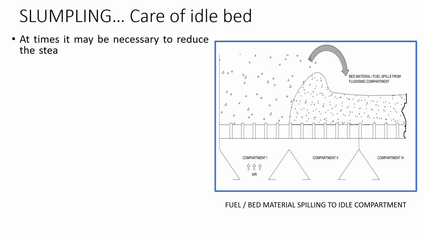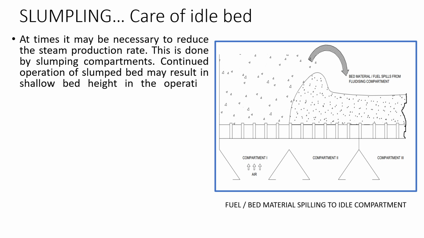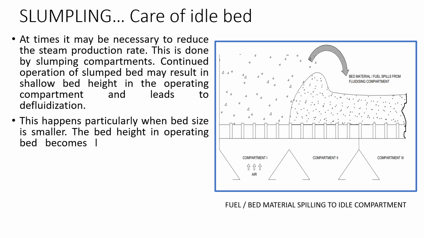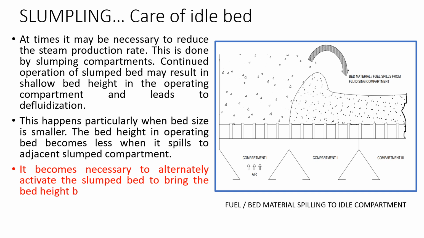One more care you can take of the idle bed. At times it may be necessary to reduce the system production rate. This is the steam production rate. This is done by slumping compartments. Continued operation of a slumped bed may result in shallow bed height in the operating compartment and lead to defluidization. This happens particularly when the bed size is smaller. The bed height in the operating bed becomes less when it spills to adjacent slumped compartments. So it becomes necessary to alternately activate the slumped bed to bring the bed height back to normal.